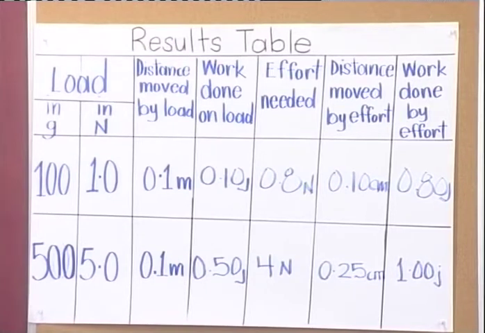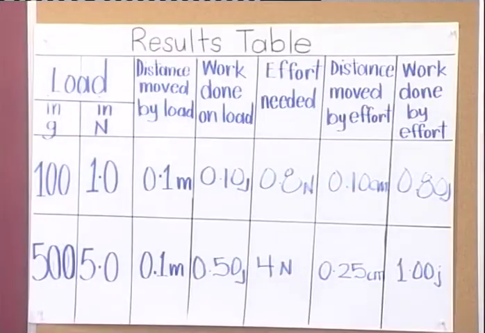Now, I'd like Shane to quickly tell us how he got his answer for work done on the load. We multiplied the amount of force, which is 100 grams, converted to newtons, 1.0. Then we multiplied it by the distance, 10 centimeters, converted into meters, which is 0.1 meters, to get the answer 0.10 joules.